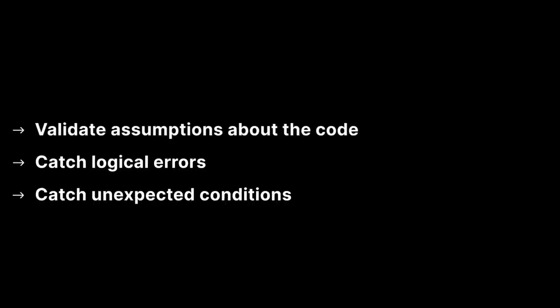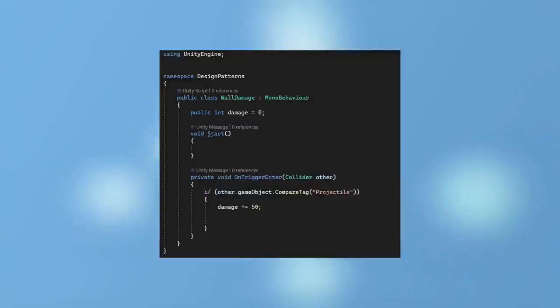To strengthen your debugging workflow, you can also use assertions to validate assumptions about your code during development. This can be a great way to catch logical errors or unexpected conditions that could lead to bugs or crashes. You should focus on one assertion at a time. First, add using UnityEngine.Assertions at the top. I want to check if damage is being set to 50 on collision.